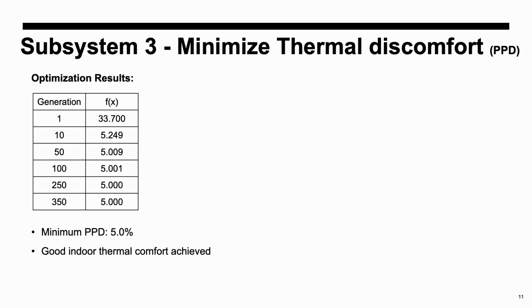On this slide, we see that we successfully reduced PPD to 5%, achieving excellent occupant comfort. The GA converged in 350 generations with progressive improvements across runs. This result confirms that well-balanced HVAC control systems settings can meet thermal expectations all year round.